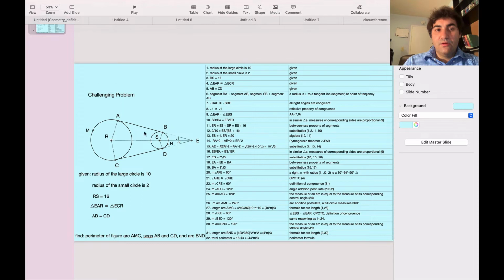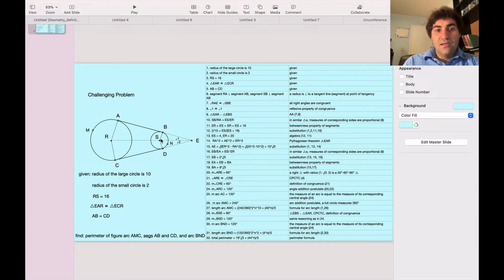So we know that angle RAE is a right angle, and angle SBE is also a right angle. All right angles are congruent, so angle RAE is congruent to angle SBE. We also know that angle 1, this little angle up here, is congruent to itself. So by the angle-angle theorem, using 7 and 8, we get triangle EAR is similar to triangle EBS. In similar triangles, measures of corresponding sides are proportional.